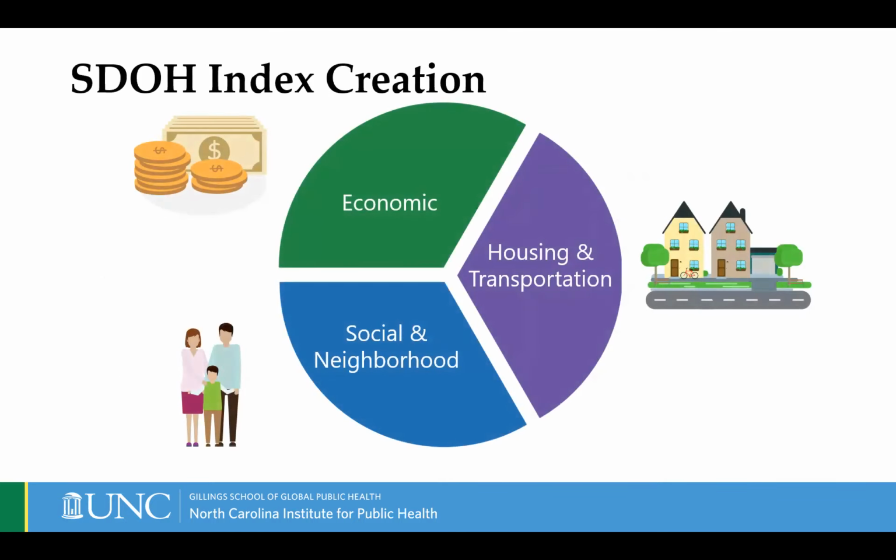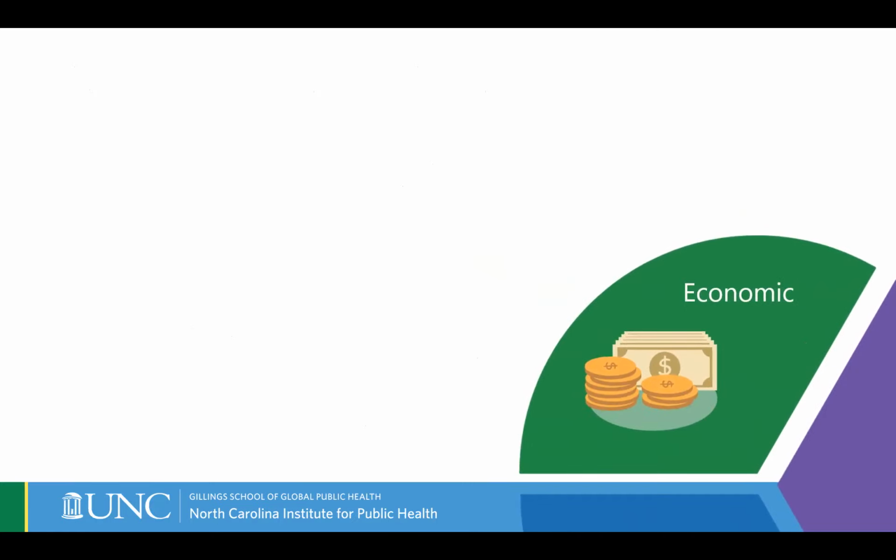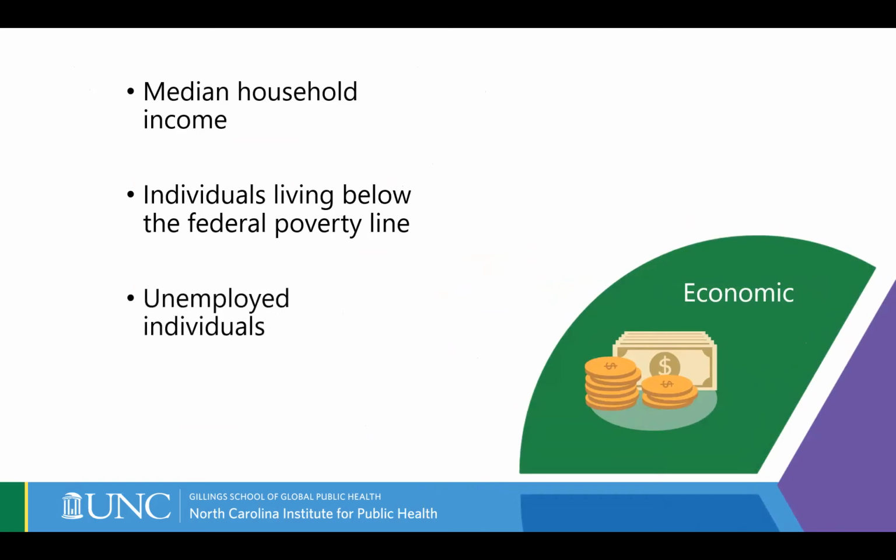Our data was grouped into 3 categories. Now we'll visit each of the 3 categories, economic, housing and transportation, and social neighborhood, to see which data we use to create our index. The first category we'll look more closely at are the economic indicators. Within the economic domain, we had 4 different indicators: median household income, individuals living below the federal poverty line, unemployed individuals, and uninsured individuals.